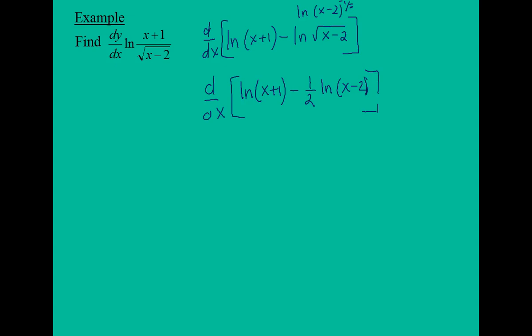We can take the derivative of these separately now. So for the first one, we know the derivative is going to be the derivative of the inside function over that function. So u would be the inside function, and the derivative would just be 1. So u prime over u would equal 1 all over x plus 1.